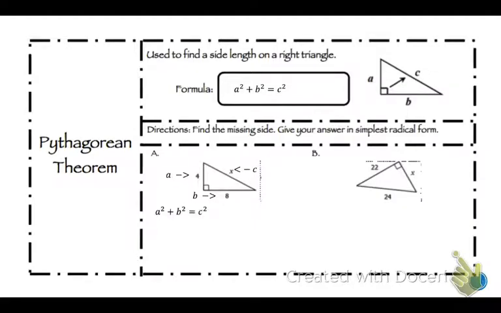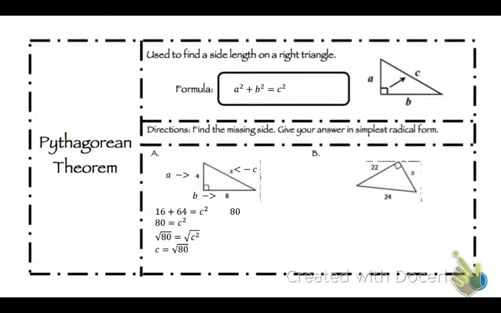So a squared plus b squared equals c squared. That's 4 squared plus 8 squared equals c squared. Or you could put x squared, I don't know why I didn't do that. Which is 16 plus 64 equals c squared. So that's 80 equals c squared. Now we're going to square root both sides. C equals the square root of 80. Now we just have to break down that radical and simplify it.